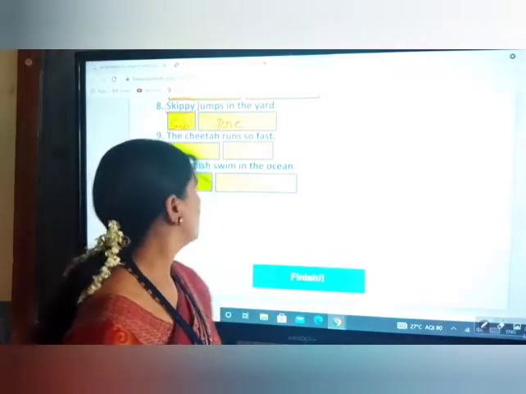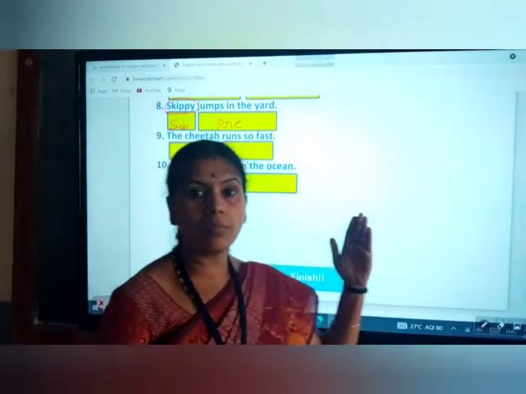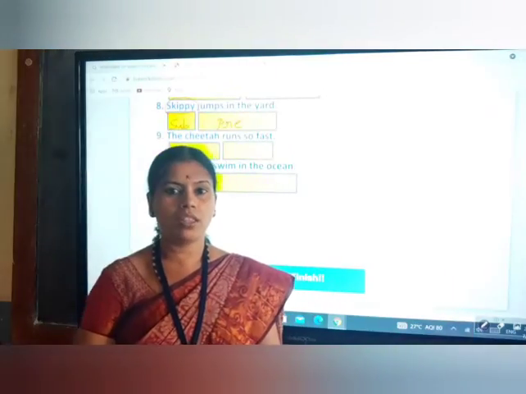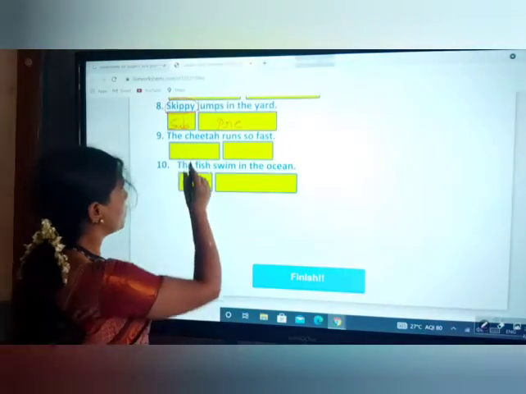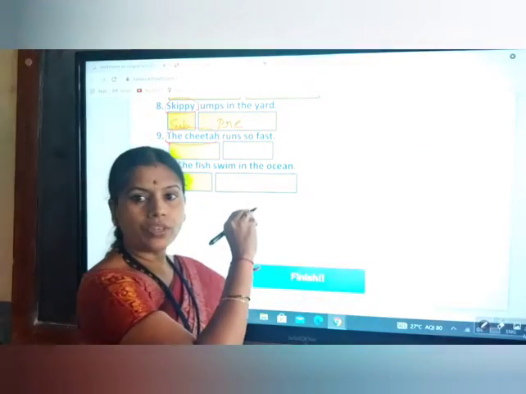So next one. The cheetah runs so fast. About which are you talking here? You are talking about the animal cheetah. So here again we are speaking about the cheetah, meaning it is the doer of the action.